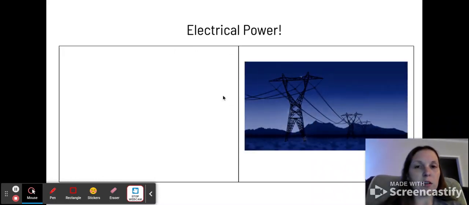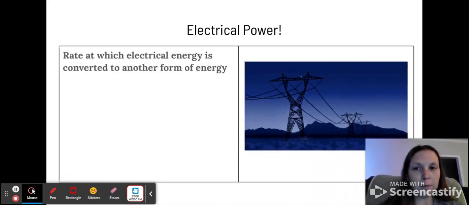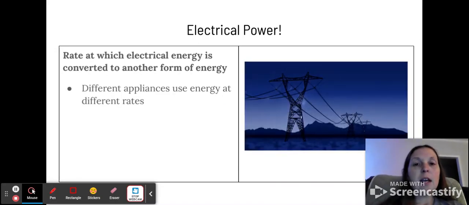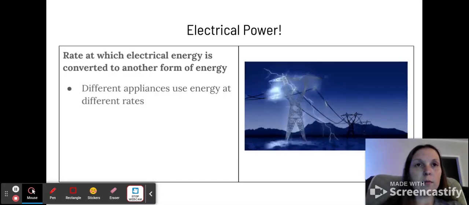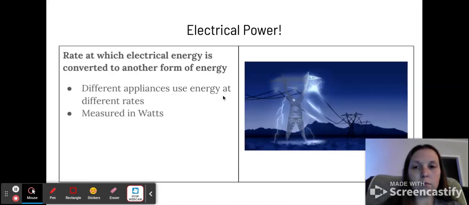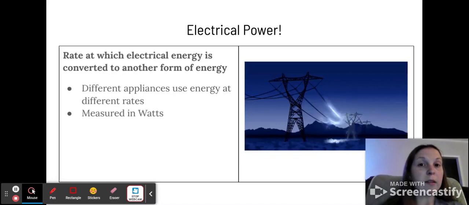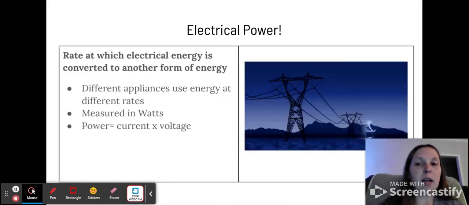Now that we understand these circuits a little bit, we can talk about electrical power. This is defined as the rate at which electrical energy is converted into some other form of energy. Different appliances in your house, as well as appliances outside the home, use energy at different rates. Power is measured in watts, and it's calculated as current times voltage.